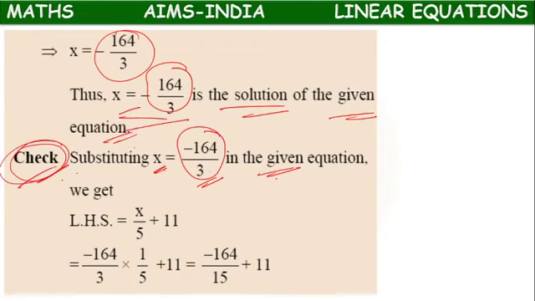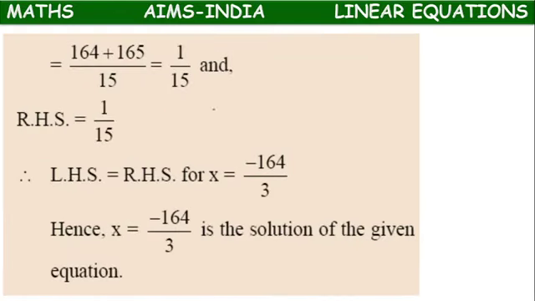x by 5 plus 11 can be written as x into 1 by 5 plus 11, because x by 5 we can separate. What is the value of x here? Minus 164 by 3 into 1 by 5 plus 11. 3 5 times 15. Minus 164 by 15 plus 11.